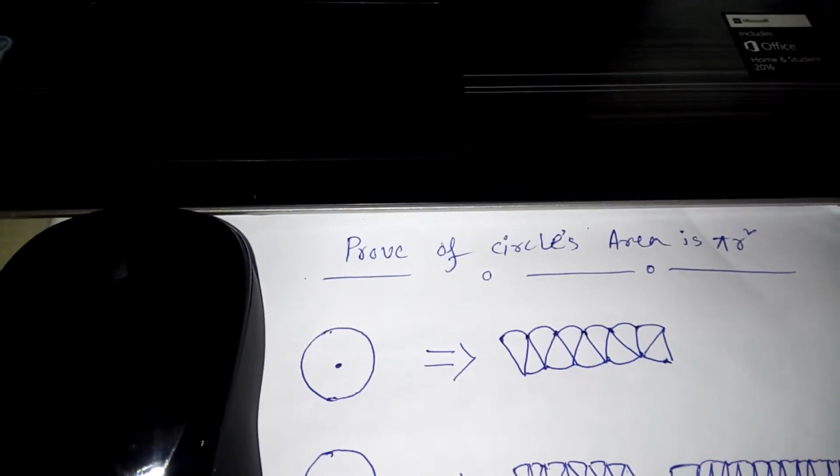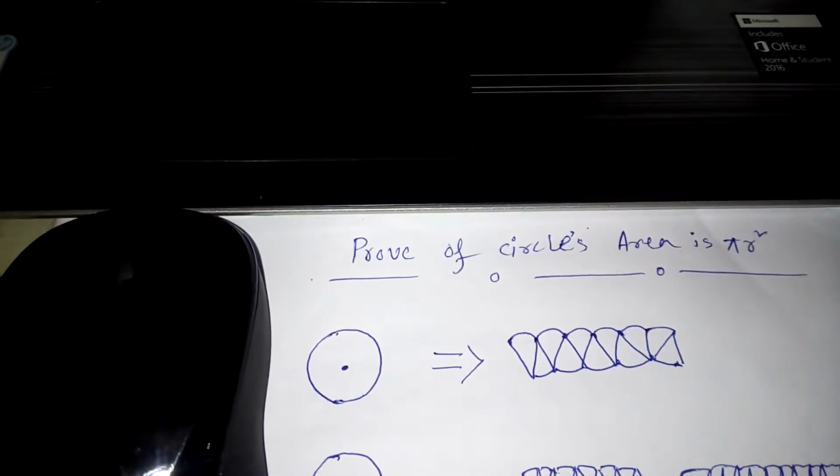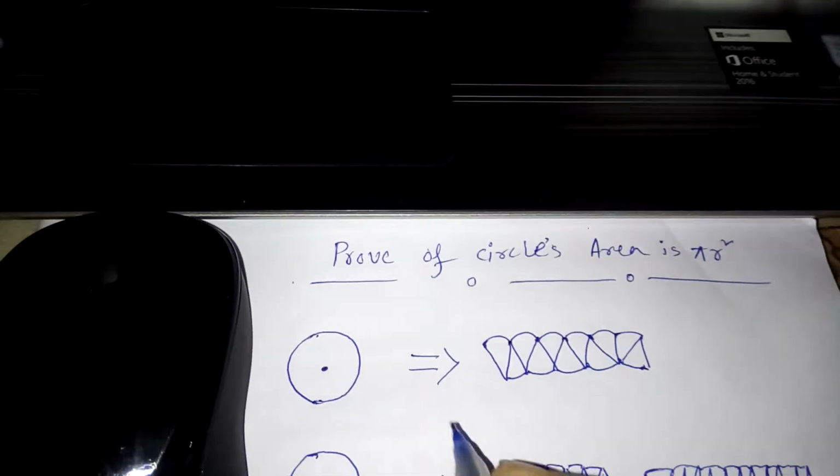Today our topic is to prove that the circle's area equals pi r square. So let us begin.